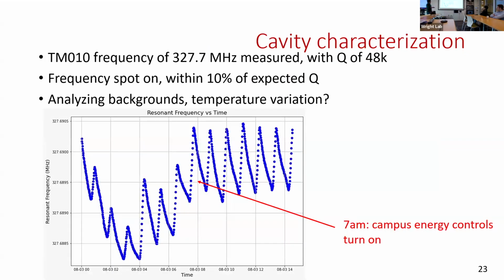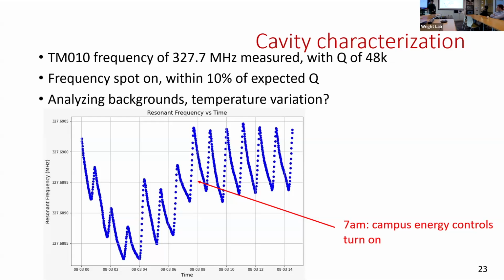And so we can measure the frequency as well as the Q. So the frequency we get is 327.7 megahertz, almost spot on with the analytical calculation. The Q is about 48,000, within 10%, given standard alloy conductivities, and there's even some uncertainty on that. So we're very much in line with what we expect.